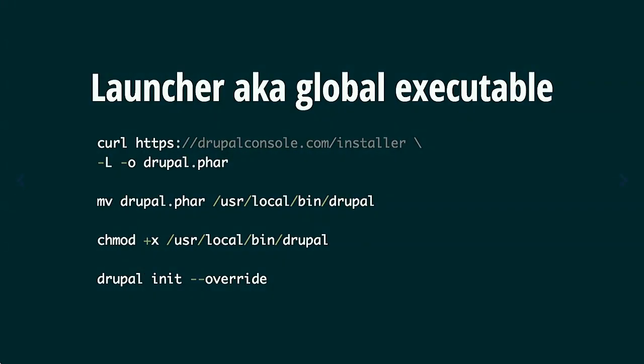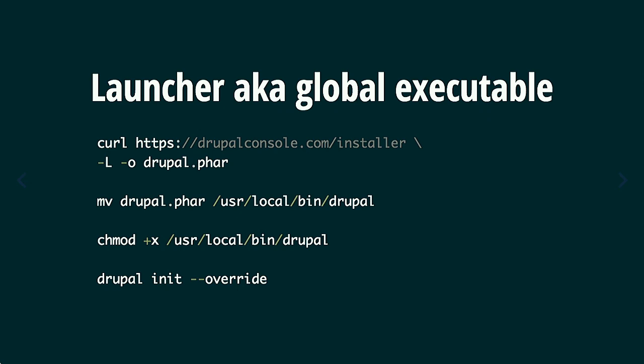The global executable is like a minified version of Drupal Console with a few commands that allow you to find your site. Once you install the launcher with this instruction here, you use curl to get the project, then you move it to a globally accessible path in the system and make it executable. Once you have this, you have one global command in your system called drupal. You can name it anything you want; drupal is only an alias.